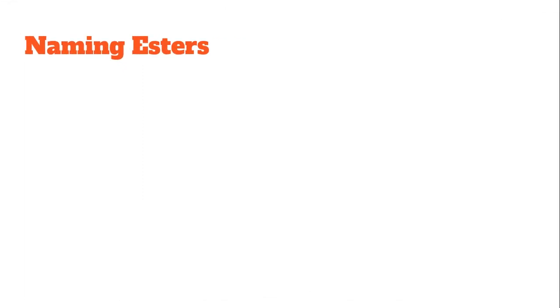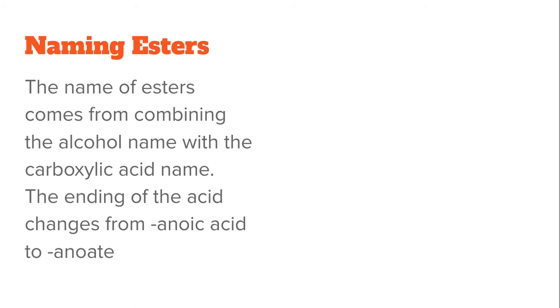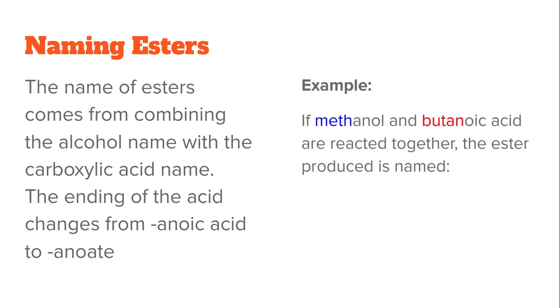Naming esters is pretty straightforward if you remember where to start. The name of esters comes from combining the alcohol name with the carboxylic acid name. And then the ending of the acid changes from anoic acid to anoate. So here's an example. If I took methanol and butanoic acid to react together in the esterification reaction, what is going to be the name of the ester that's produced?